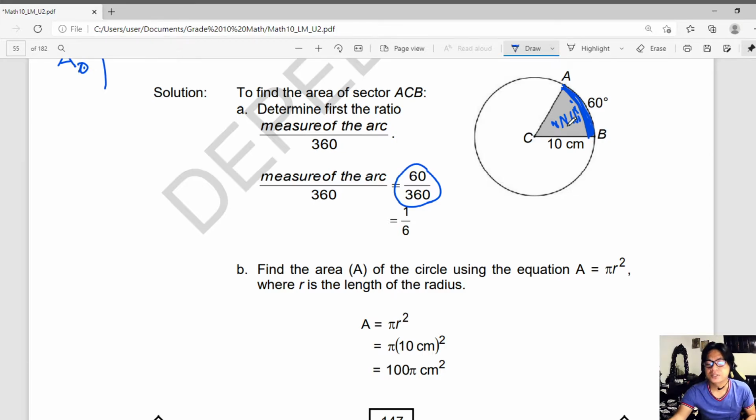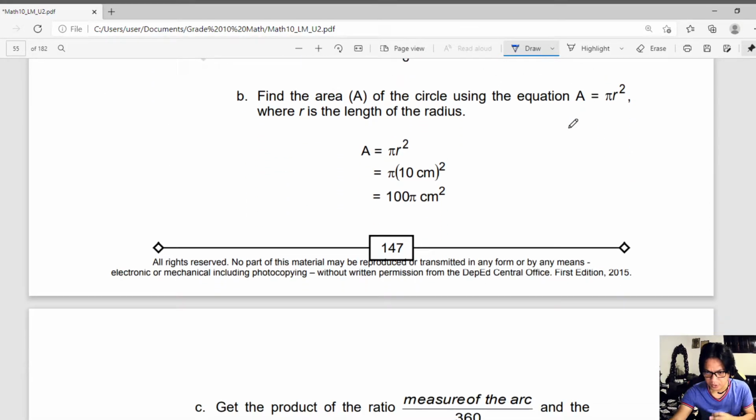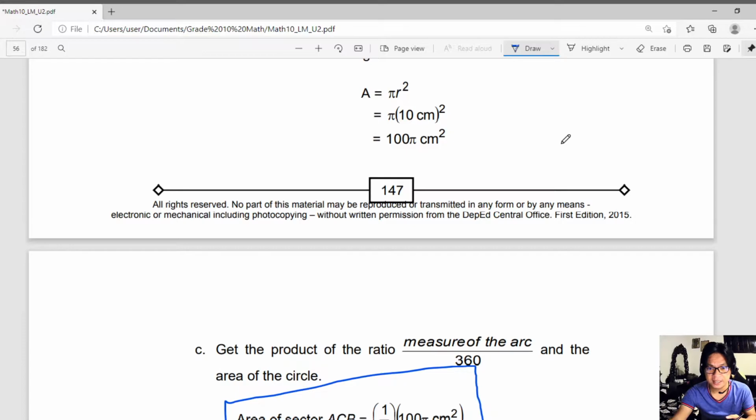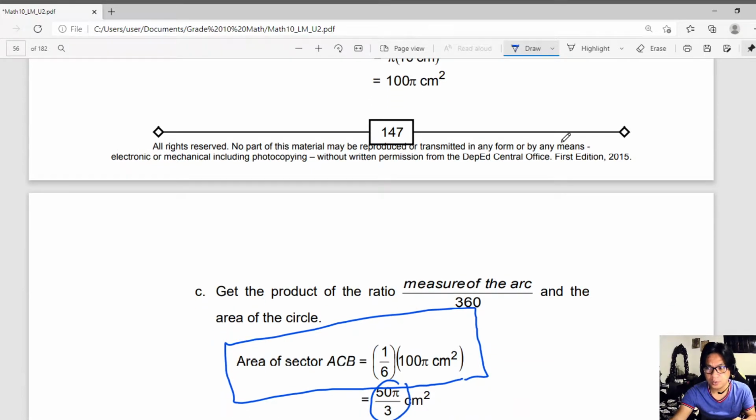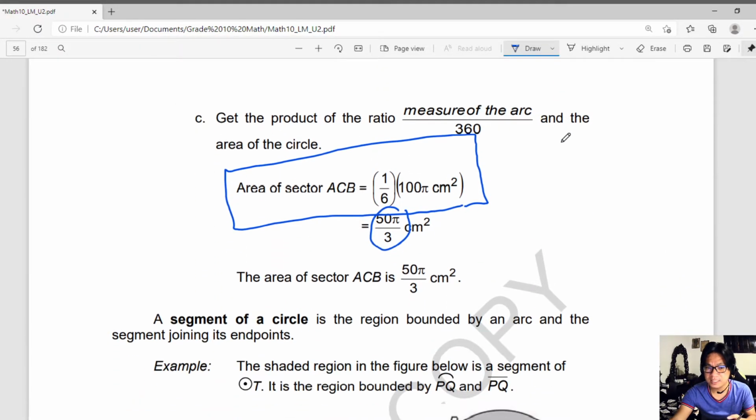Okay? So let's proceed. I'll discuss with you the formulas on how to find the sector, and the next one is the segment. The examples will be discussed in our next video.